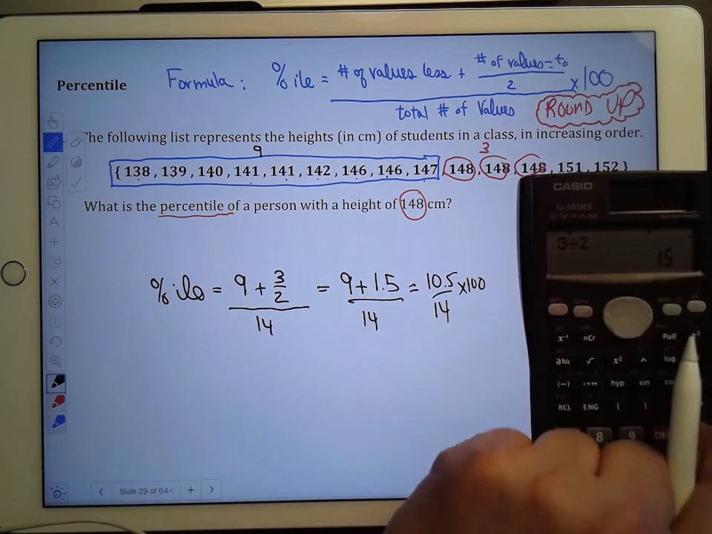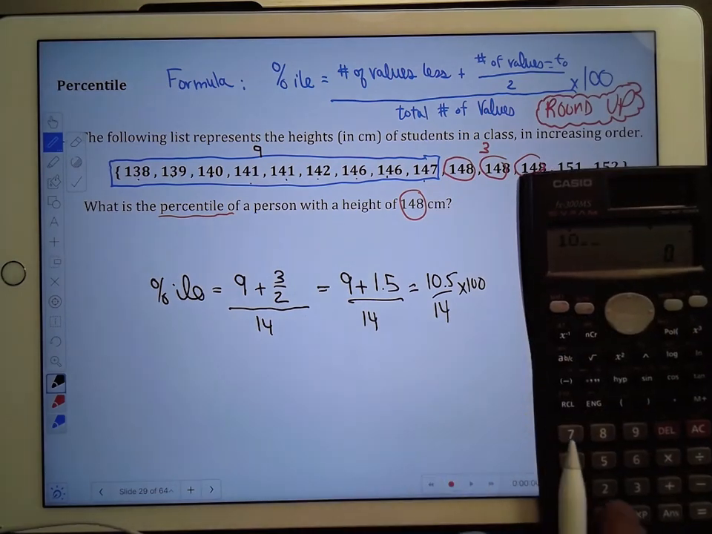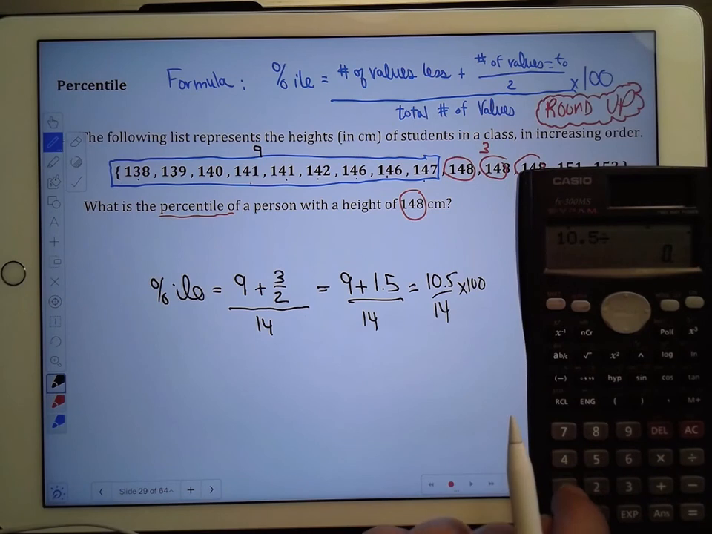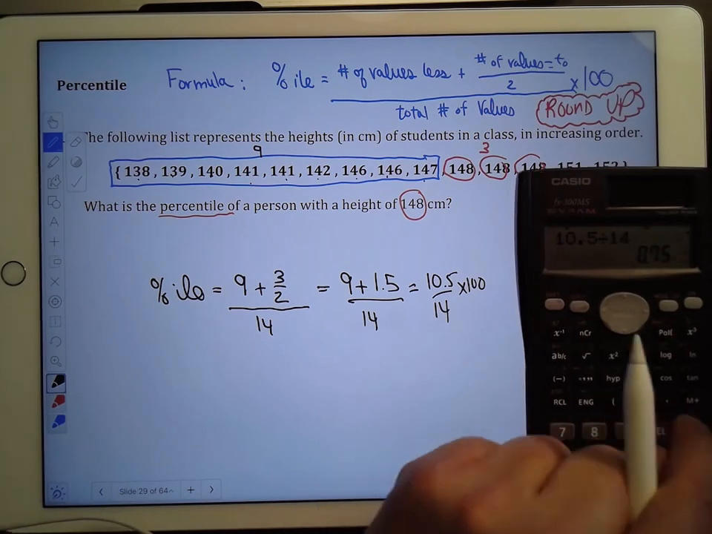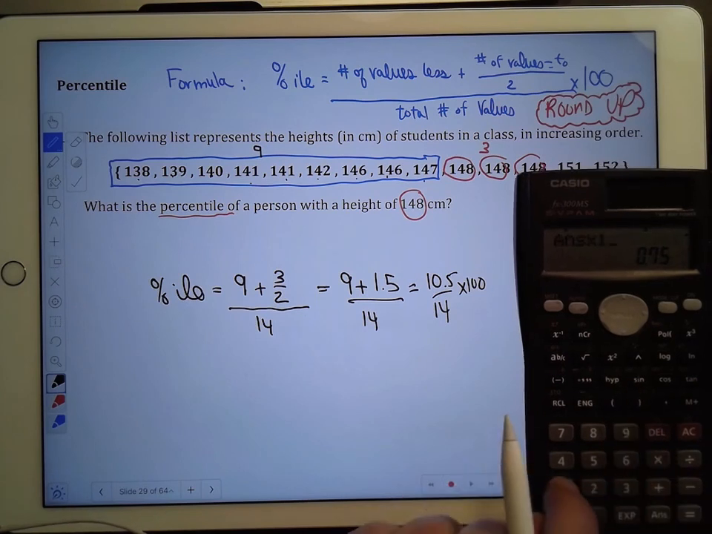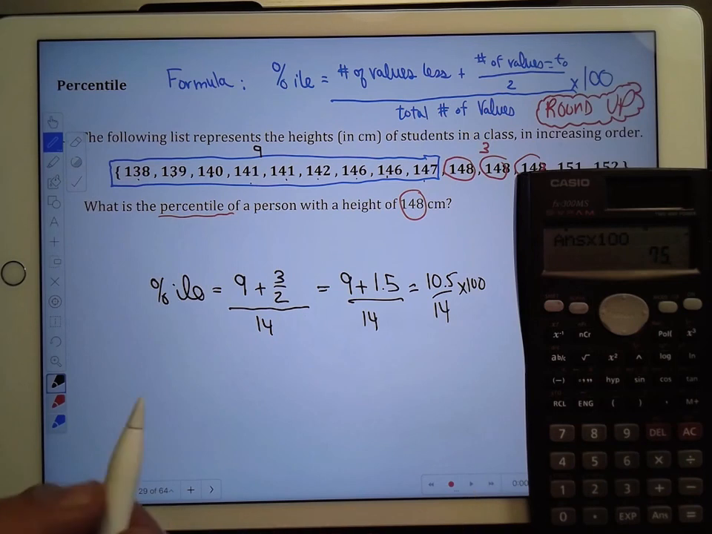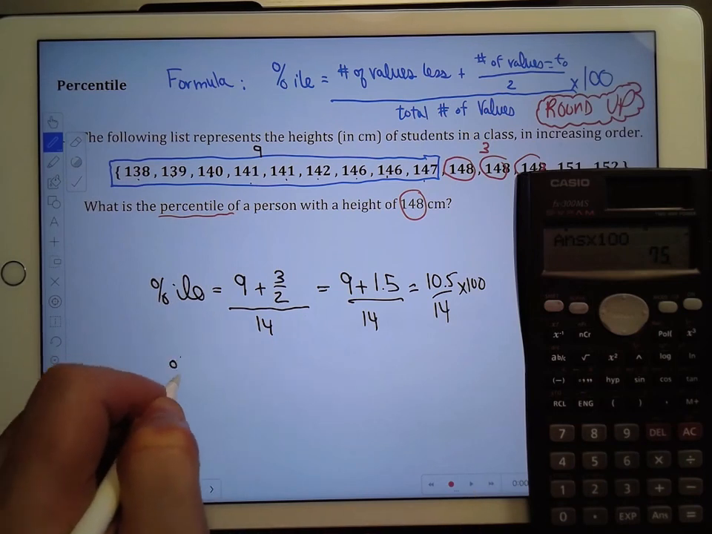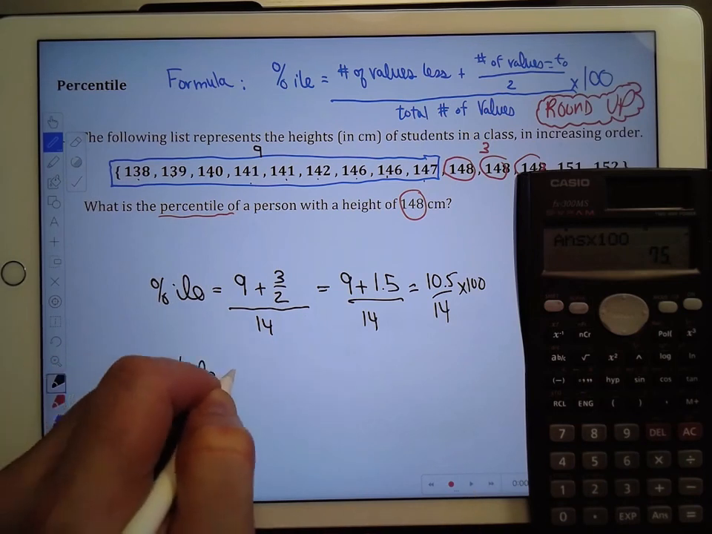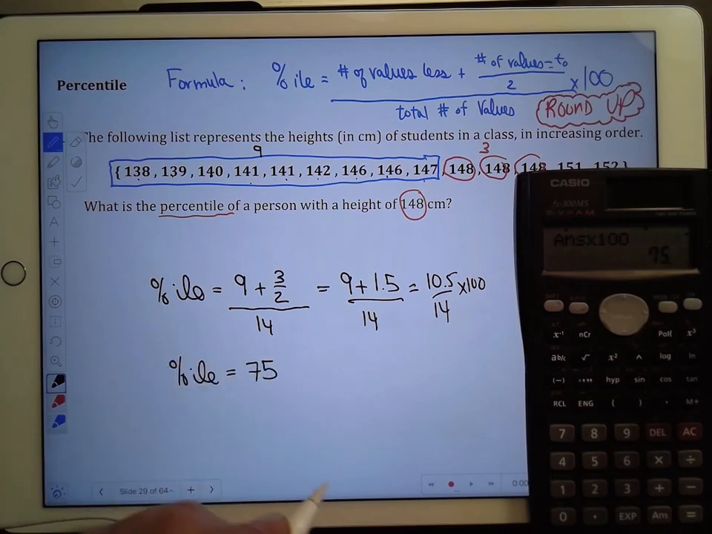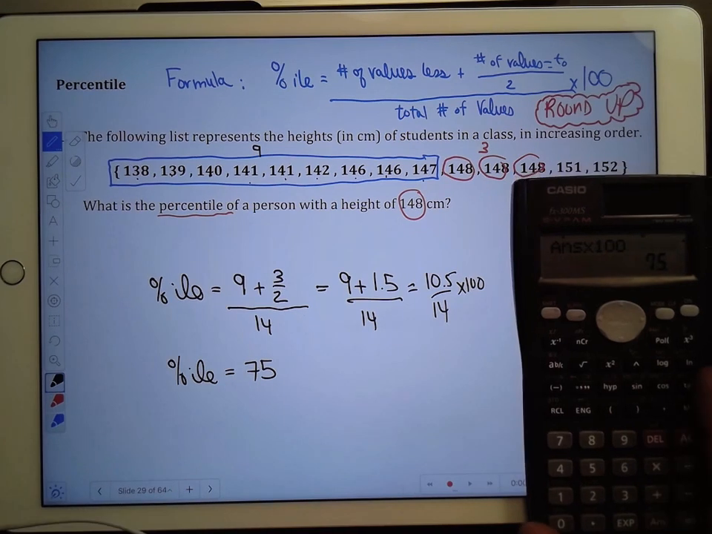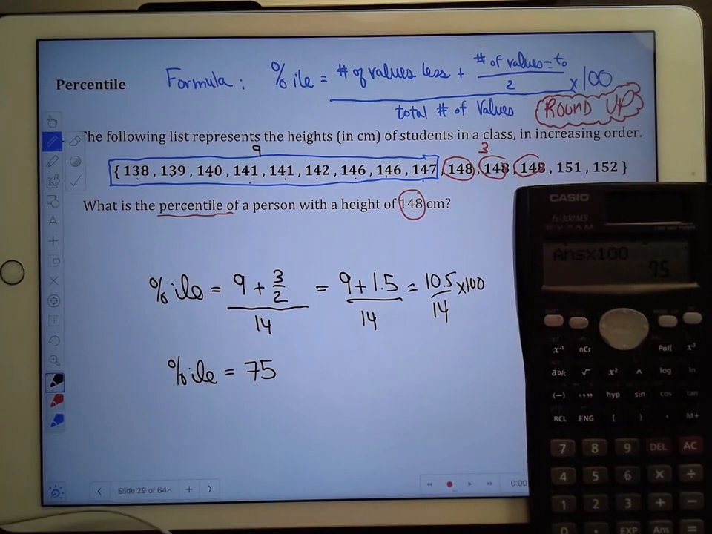So clear, 10.5 divided by 14 is equal to 0.75, which we're then going to times by 100, and that gives us a perfectly round number of 75. So the percentile in this case is equal to 75, or the 75th percentile. There's no decimal to worry about rounding in this particular case, so we can just leave it alone as is.